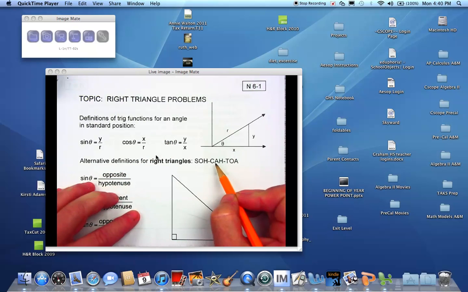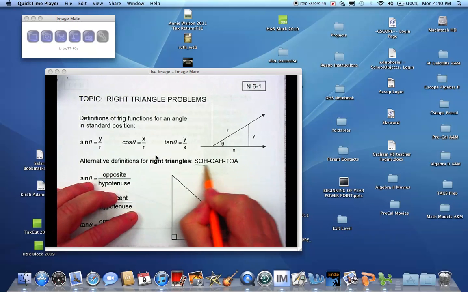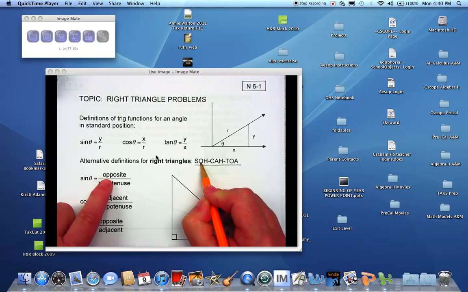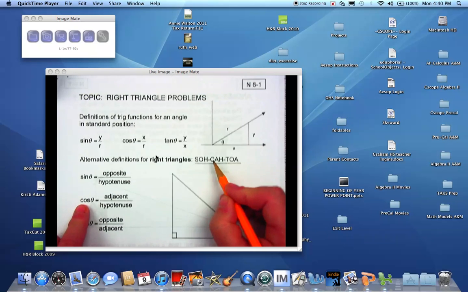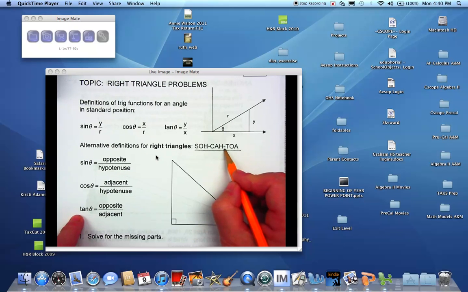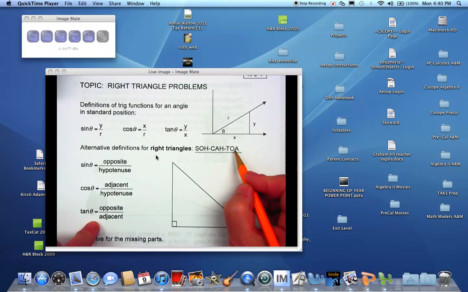Now, in physics, you might have learned it as SOHCAHTOA, where S stands for sine, O stands for opposite, and H hypotenuse. For the cut, C stands for cosine, A is adjacent, H is hypotenuse. And for tangent, T stands for tangent, O for opposite, and A for adjacent.